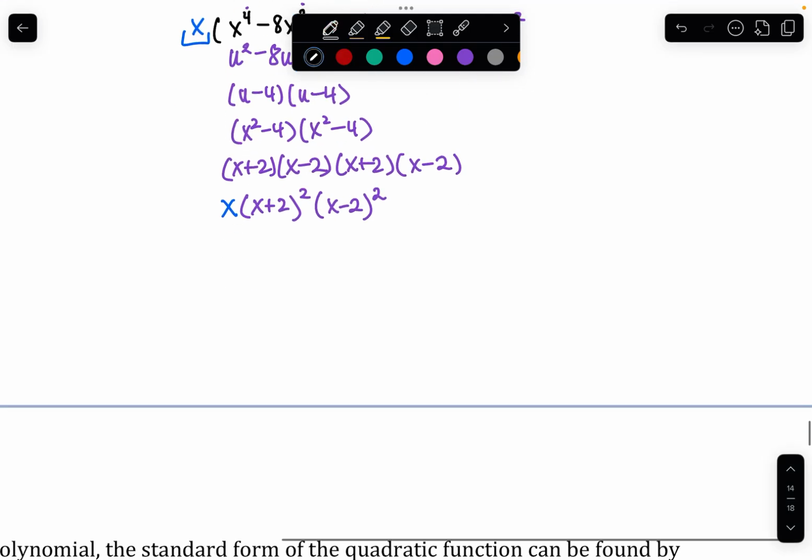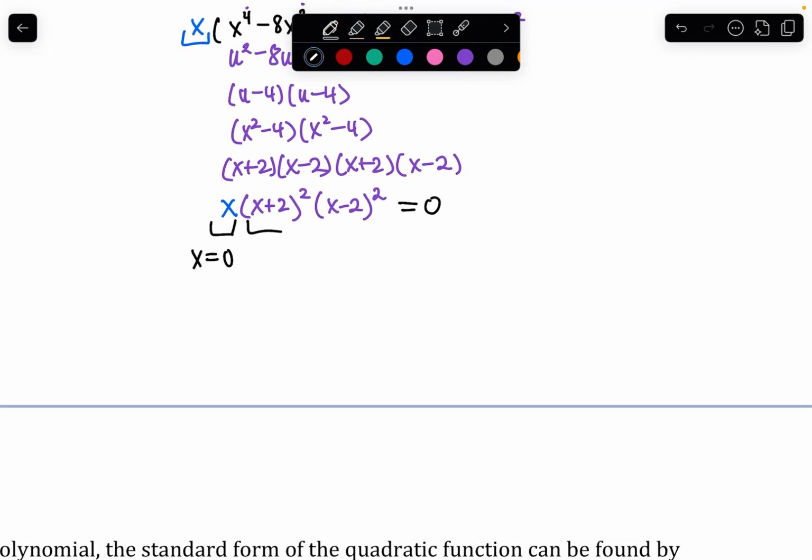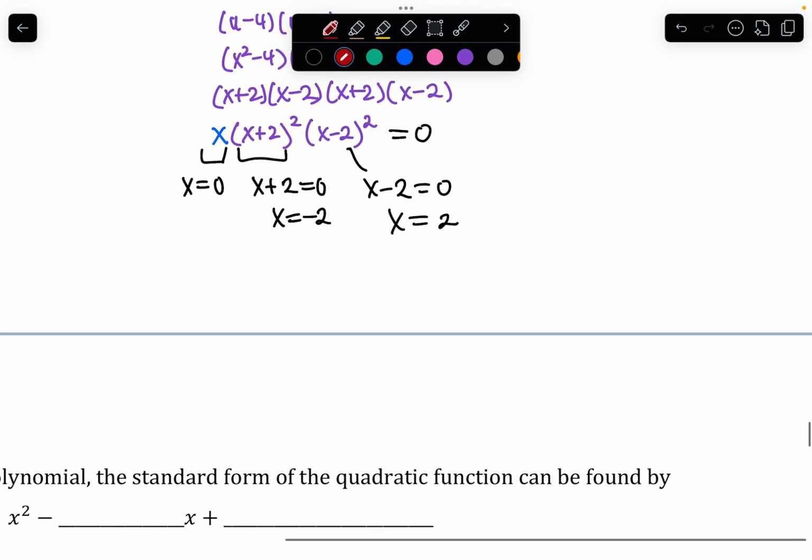Okay, so setting each factor equal to 0, I would have x equals 0. I would have x plus 2 equals 0, which would lead to x equals negative 2. And then I would have x minus 2 equals 0, which would lead to x equals positive 2. This has a multiplicity of 2, and this has a multiplicity of 2. Okay, so all of my solutions are real and rational.